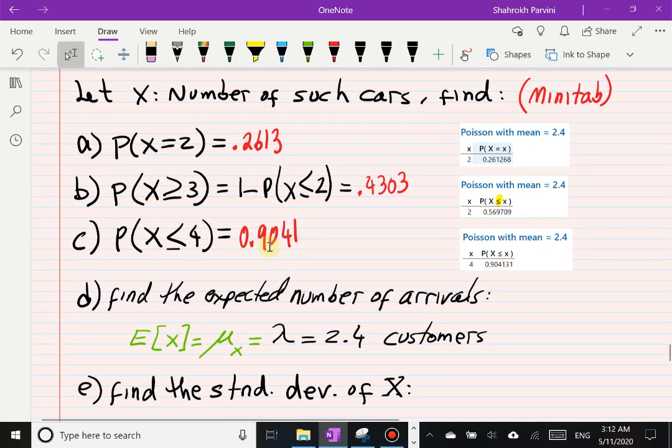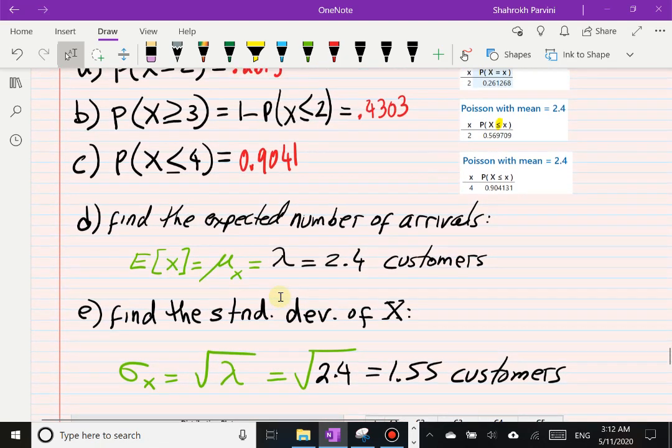Find the expected number of arrivals from 3 to 3:15. Expected is what the problem said, 2.4. And the standard deviation will be the square root of that, 1.55 customers.